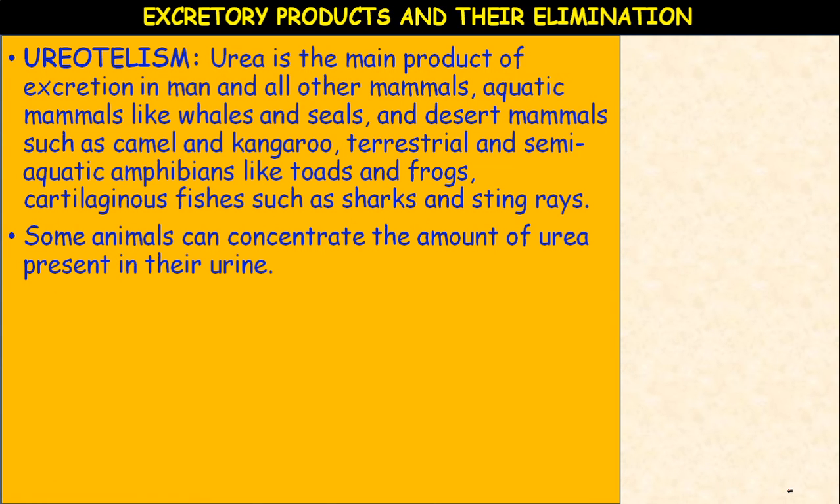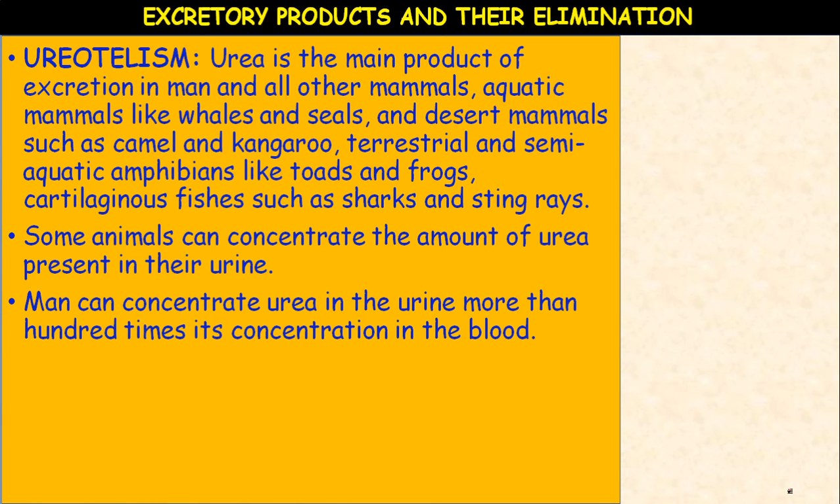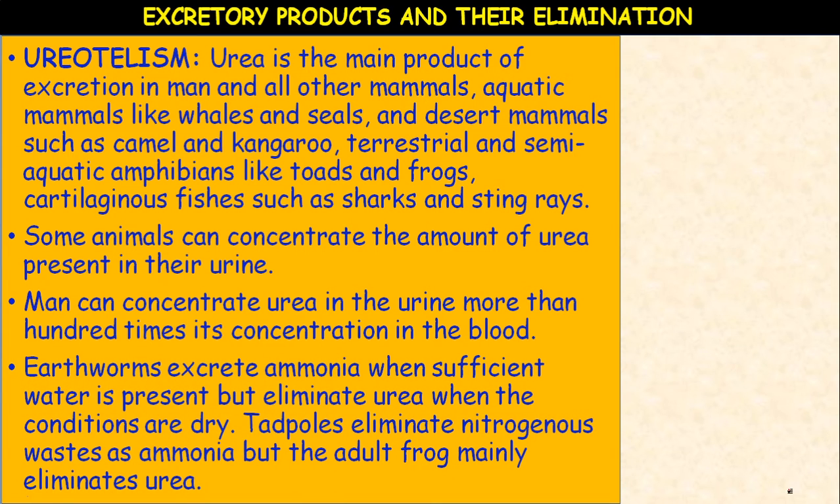Some animals can concentrate the amount of urea present in their urine. Man can concentrate urea in the urine more than 100 times its concentration in the blood. Earthworms excrete ammonia when sufficient water is present, but eliminate urea when the conditions are dry. Interesting thing: earthworms, annelids, are ammonotelic when the conditions are favorable, wet soil conditions. But in summer, the conditions are dry, they convert into ureotelic.